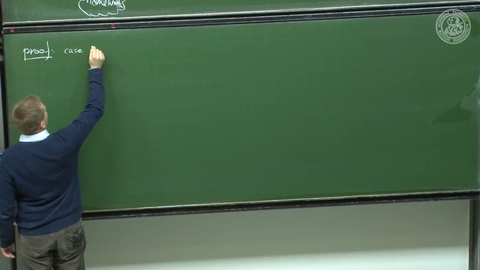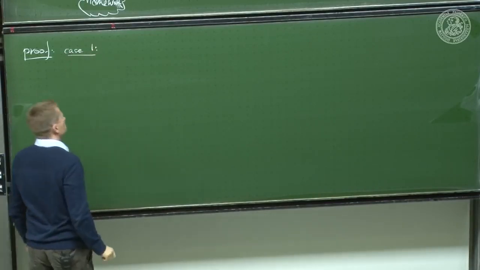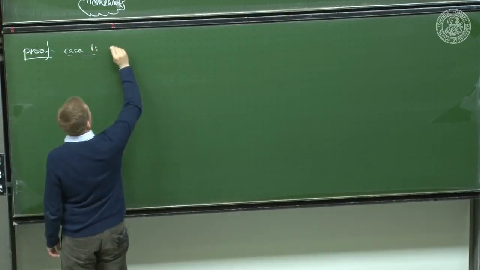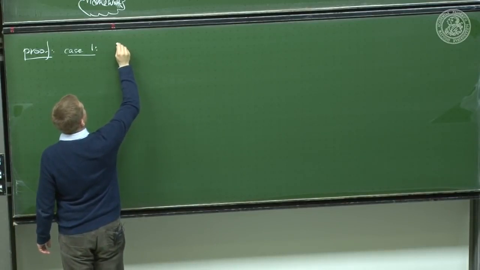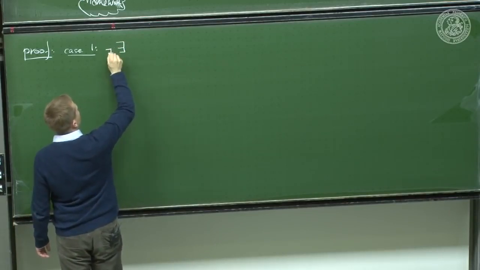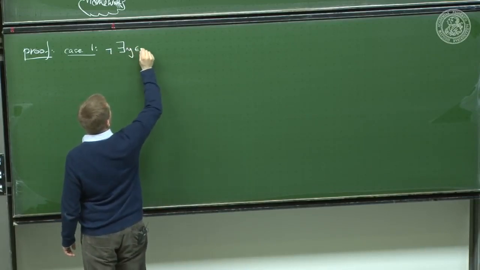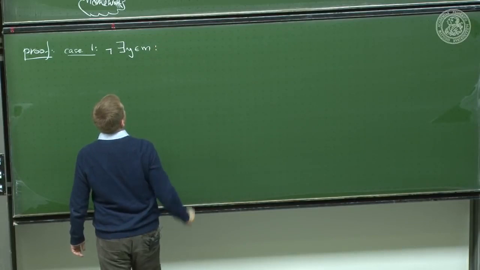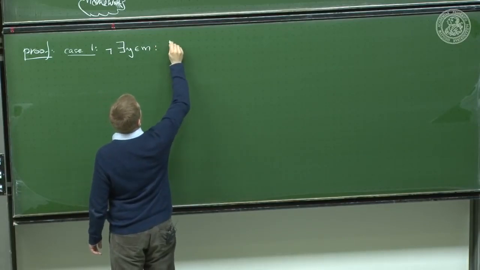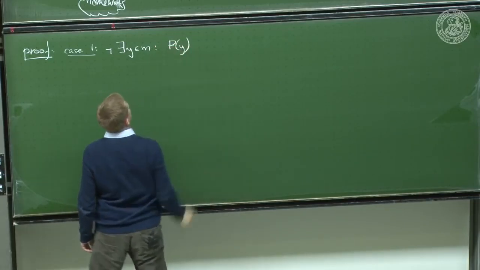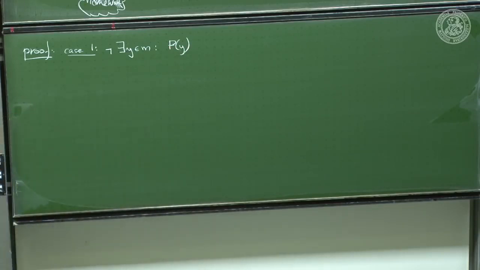Case 1. It could be that there exists no single y in M for which P of y is true. It could be that there is no such.